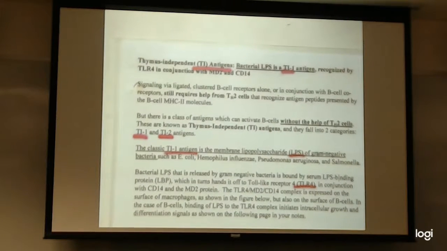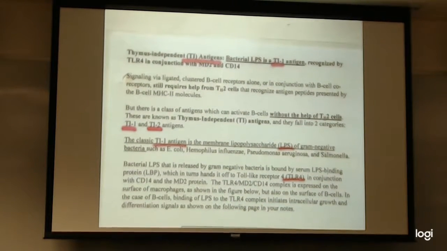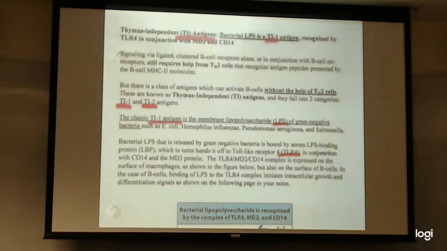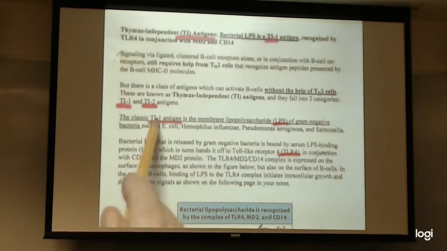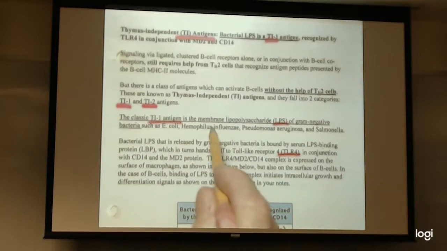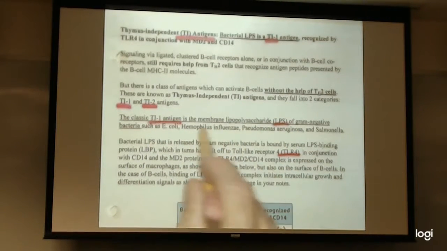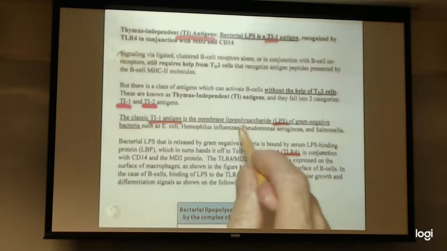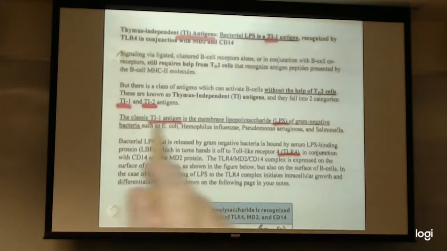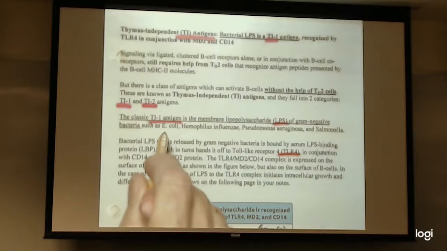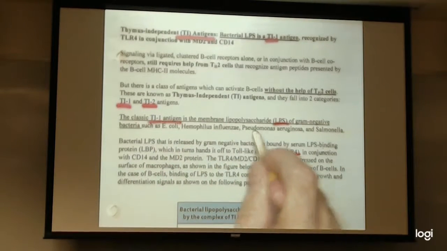Okay, the TI1 antigens. So there's a class of antigens which can activate B cells without the help of T helper 2 cells. One is thymus independent. They form 2 categories, TI1 and TI2. The classic thymus independent 1 antigen is lipopolysaccharide. Okay? We find lipopolysaccharide in the outer membrane of gram-negative bacteria: E. coli, Haemophilus influenzae, Moraxella, Salmonella.